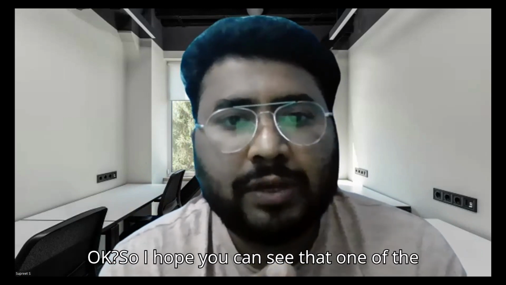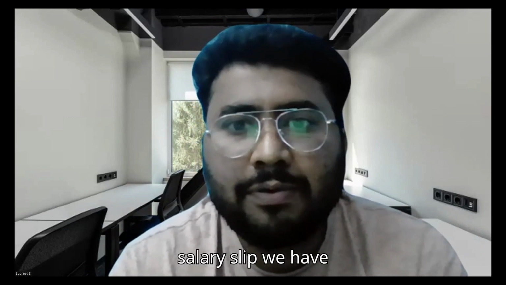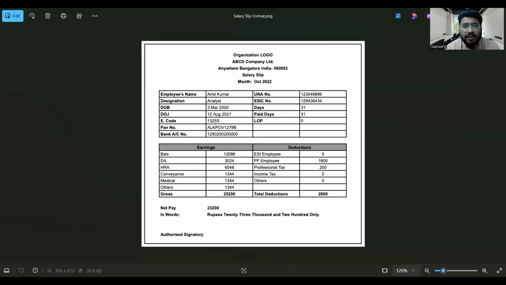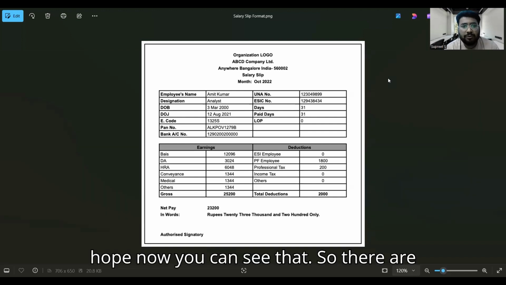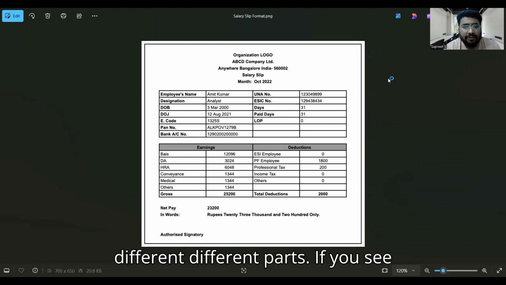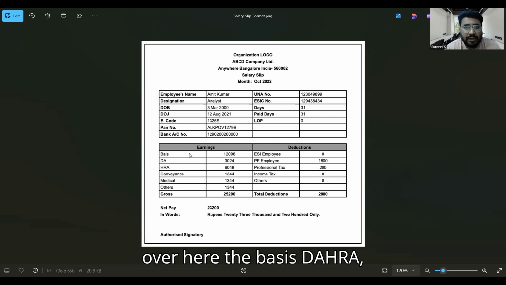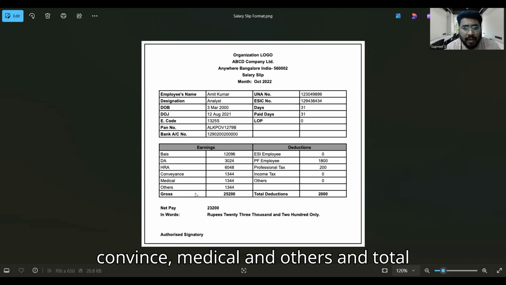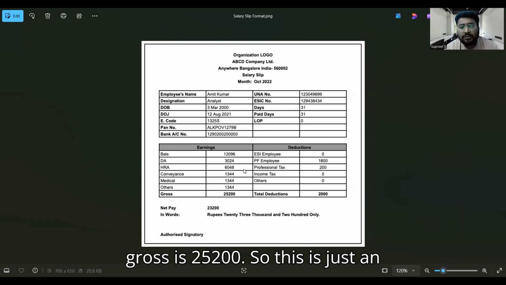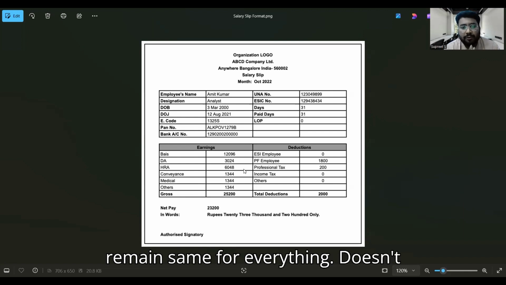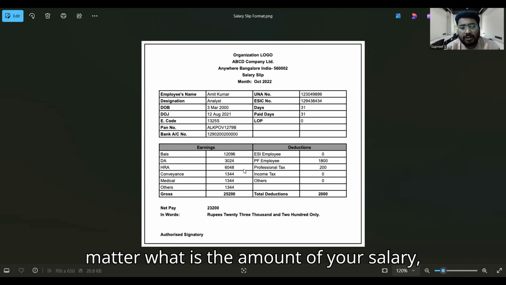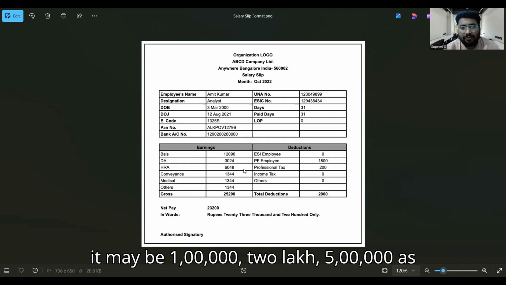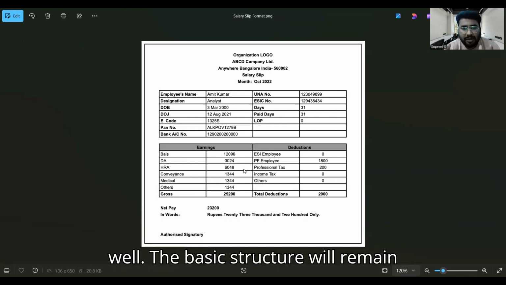Okay. So I hope you can see one of the salary slips we have. Yes. Hope now you can see that. So there are different parts. If you see over here, the basic, DA, HRA, conveyance, medical, and others, and total gross is 25,200. This is just an example, but the basic concept will remain the same for everything. It doesn't matter what the amount of your salary is. It may be 1 lakh, 2 lakh, 5 lakh as well. The basic structure will remain the same.